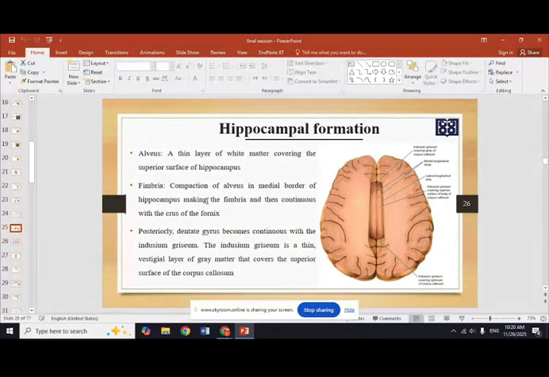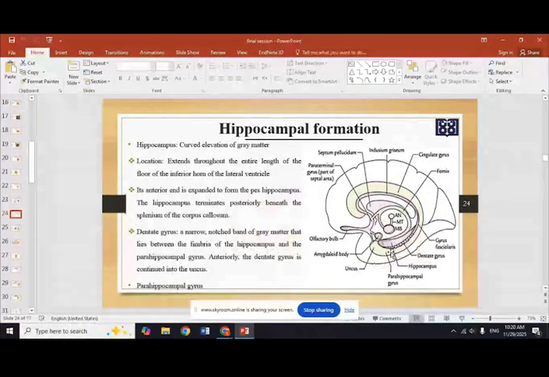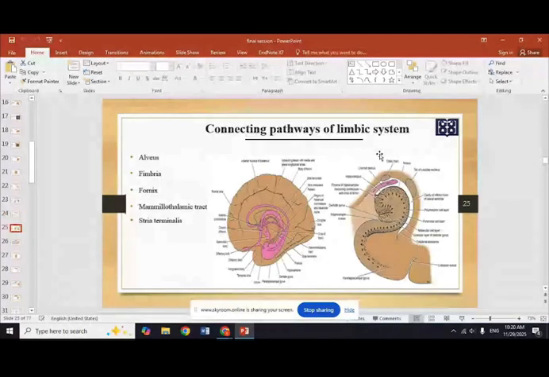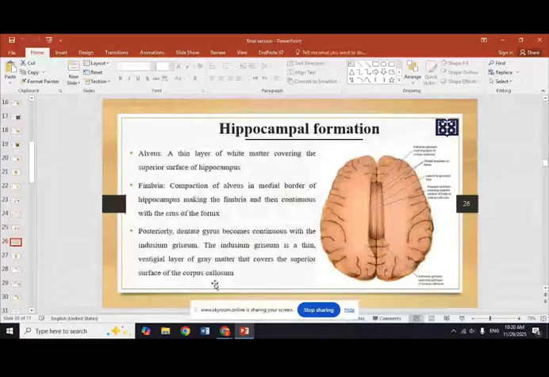And also, if you find the dentate gyrus here and continue and go to the posterior side, you reach something we call indusium griseum. You are seeing the words indusium griseum. What is the matter of the indusium griseum? This is a thin layer of gray matter. What is the function? Covering the superior surface of the corpus callosum.